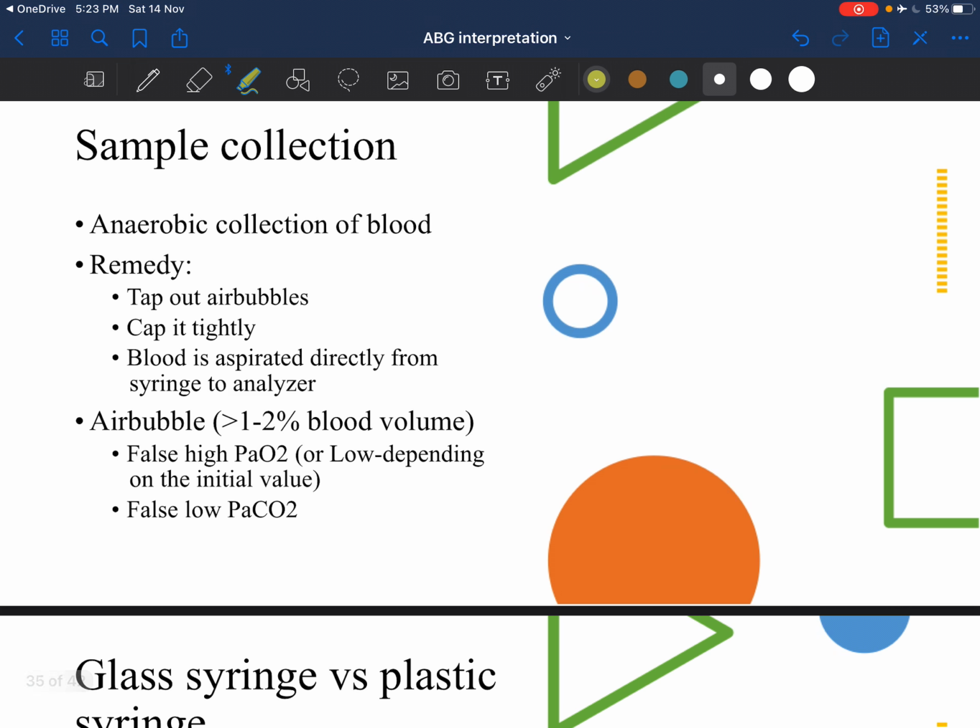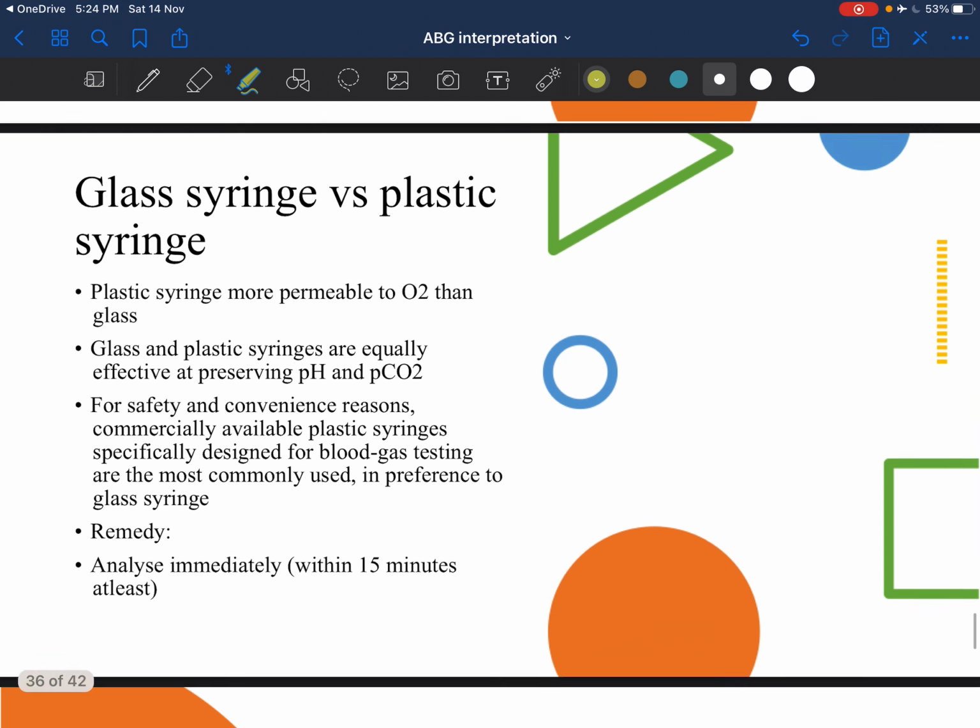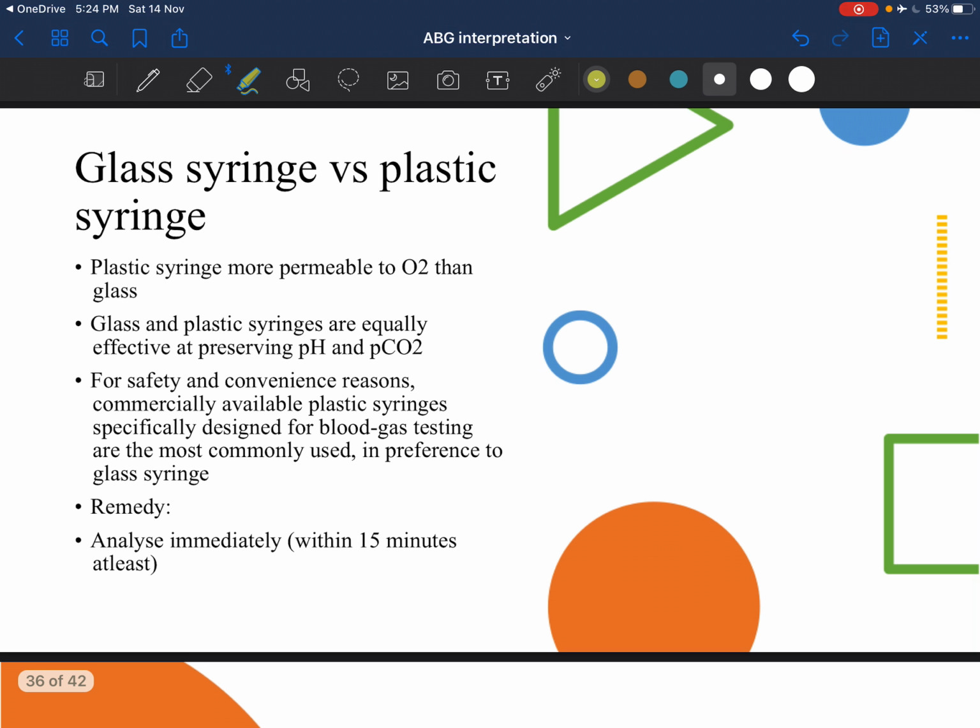Then the sample collection should be done by an anaerobic method. If you introduce air that is more than 1 to 2% of blood volume, this results in falsely high PaO2 and falsely low PaCO2. So always tap out your air bubbles, cap it tightly, and blood is aspirated directly from the syringe to the analyzer. Try not to waste time. There is always a contention of using whether a glass syringe or a plastic syringe for an ABG assessment.